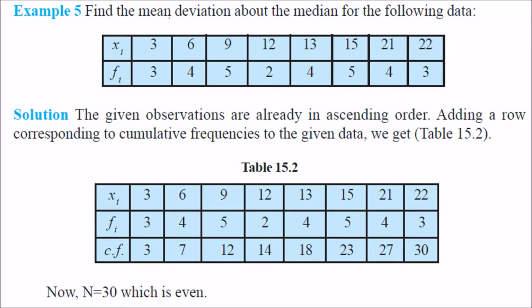Now we have to find the mean deviation about the median. We already have these members in ascending order. So let us add a row corresponding to cumulative frequency. What does cumulative frequency mean? You have the frequencies, just add them: this frequency 3, so 3 plus 4 will be 7, 7 plus 5 is 12, 12 plus 2 is 14, 14 plus 4 is 18, like this. The last one, 30, should be equal to sigma f.